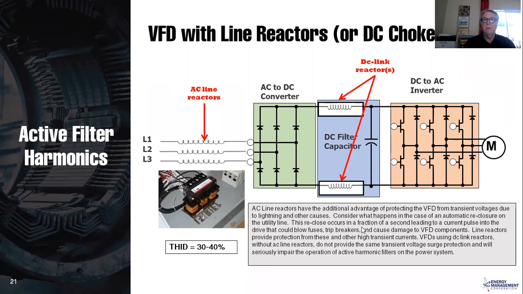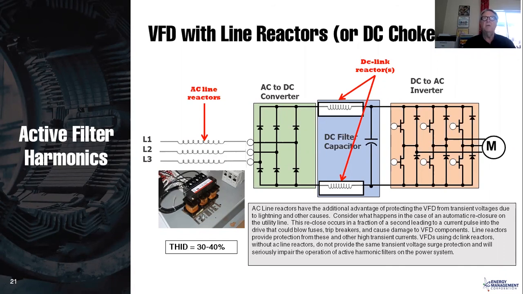Now, I want to mention a couple of things here. You can use DC link reactors or AC line reactors. The big advantage of DC link reactors is that they're cheaper. And so many drives come with DC link reactors as standard, and that's great. They already have some harmonic mitigation built into them.